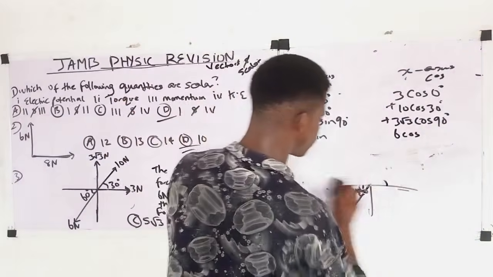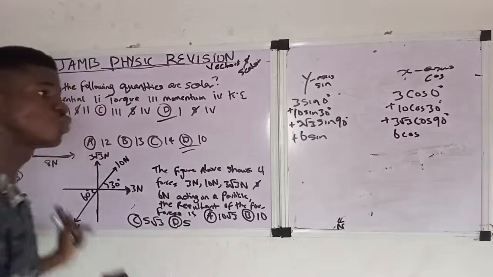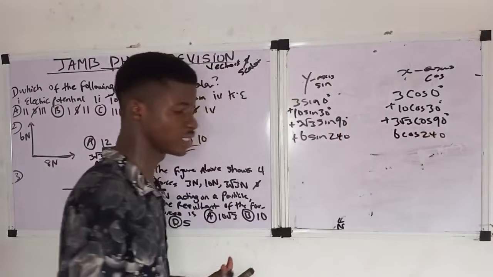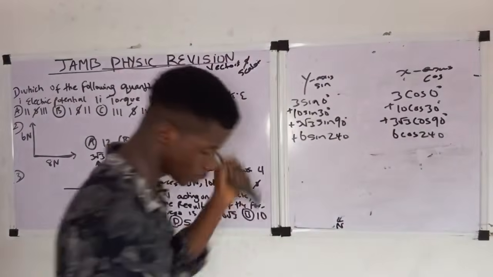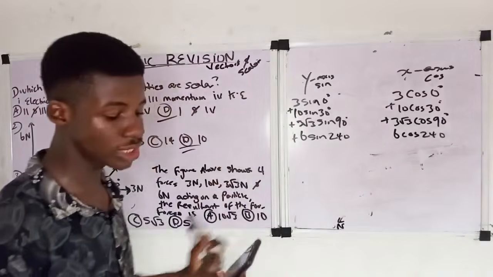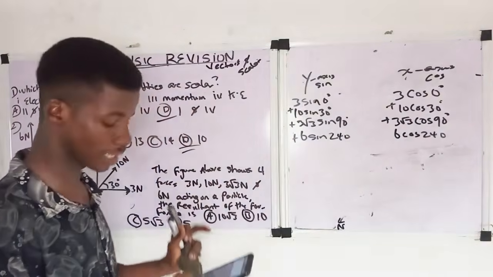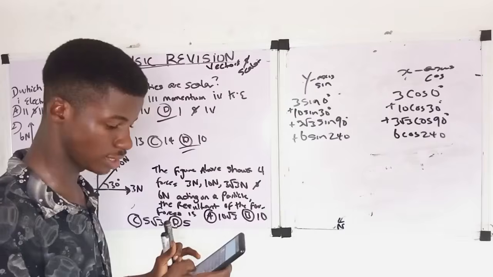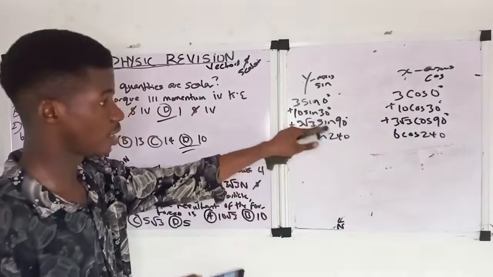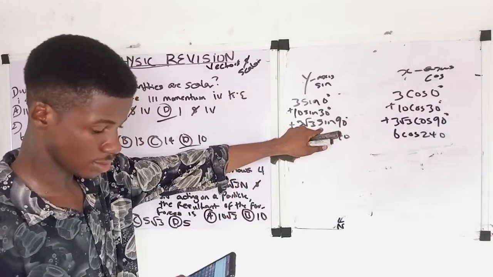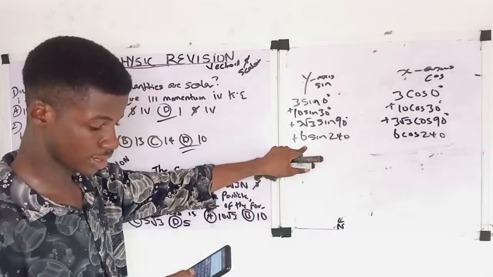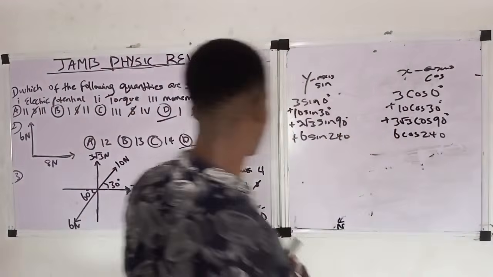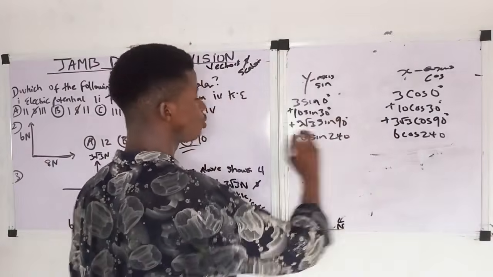So let's continue. The angle here is actually 240, so we use sine 240 here and cos 240 there. Let's do everything using your calculator. 3 sine 0, plus 10 sine 30, plus 3 root 3 sine 90, plus 6 sine 240. So our y will be equal to 5.